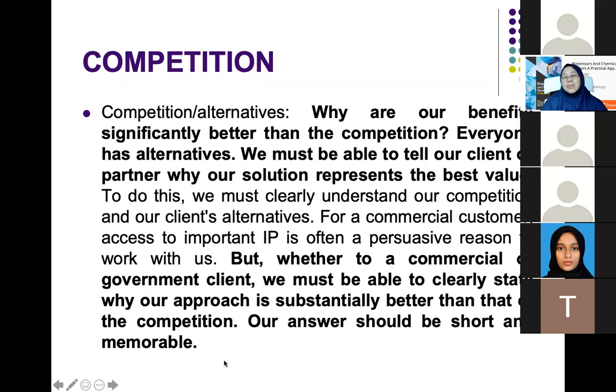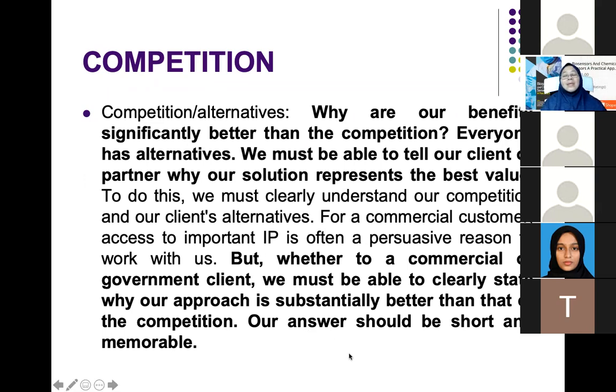All right, competition. When we do the problem statement, we know what solution is already in the market or already by the previous researchers. So you also have to tell a comparison between what is yours and what is already there. You must be able to tell why yours is better. We must clearly understand our competition and our client's alternative.